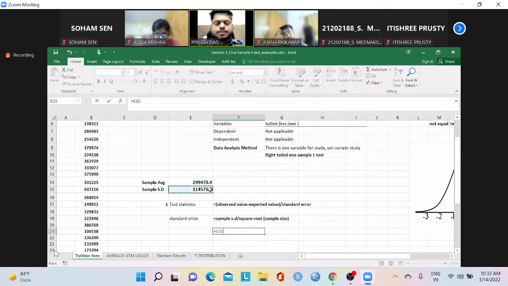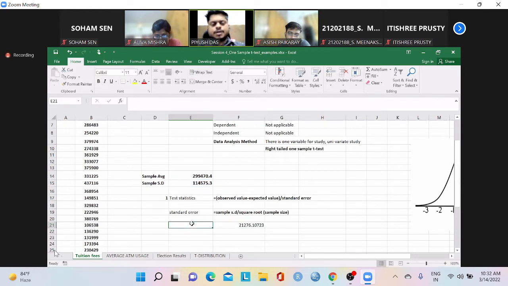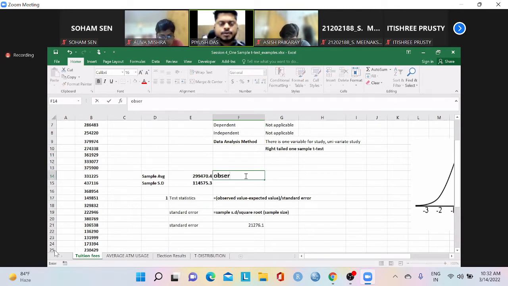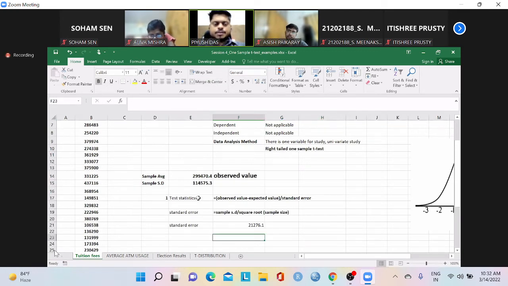My sample standard deviation is this much, divided by the square root of my total sample size. If I have collected 29 data points, it is the square root of 29. So the standard error is 21276. I've got my standard error, and I've got my observed value, since the sample average is my observed value. What is my expected value? Whatever is given in my research objective, 361975. So now I'll calculate my test statistics.